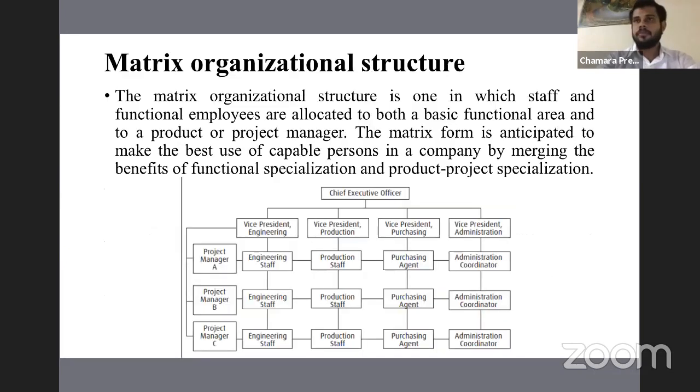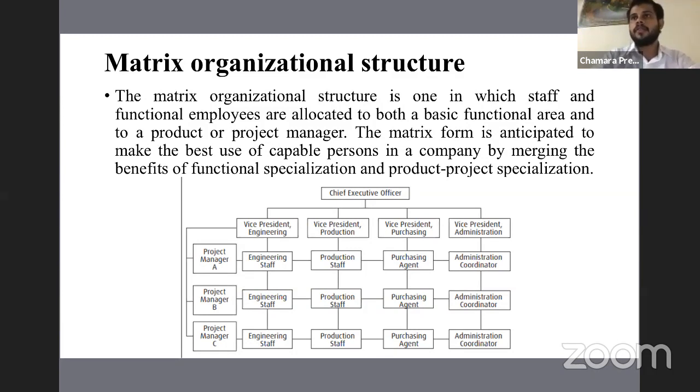Finally, we have the matrix organization structure. In this case, you can see one chief executive. Under the chief executive, we have vice presidents of engineering, production, purchasing, and administration for the different departments. Then we have different projects: project A, project B, project C, and likewise you can go as many as you can. You can also see the different staff coming under these projects separately, and they also have separate heads reporting directly to the CEO of the company.